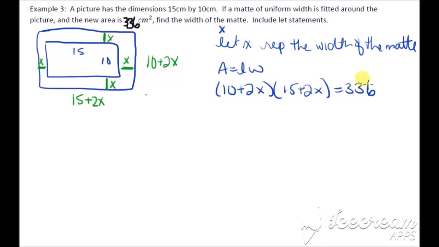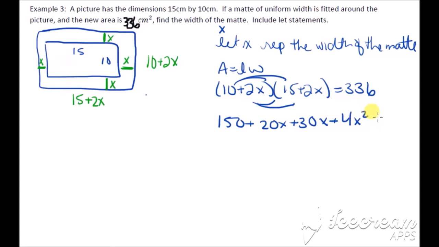Okay, so just like the last one, we can go ahead and expand these, and then we'll bring over the 336. So 150 + 20x + 30x + 4x². And then that 336 we're going to bring over, and it's going to become negative 336.